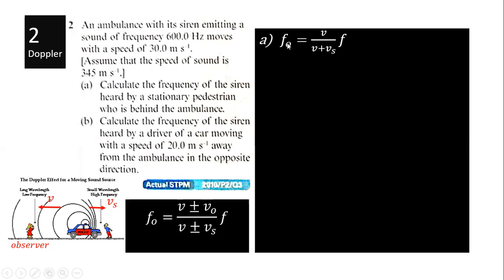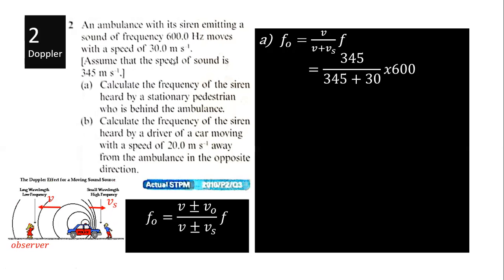Okay. So, frequency of observer. Where is it going? Remember, the siren is moving to the right and the observer is at the left. So it means that the sound source is moving away. The speed of sound is moving the other way. Two of them are in opposite direction. That's why we choose a positive. Okay, and put in your value.